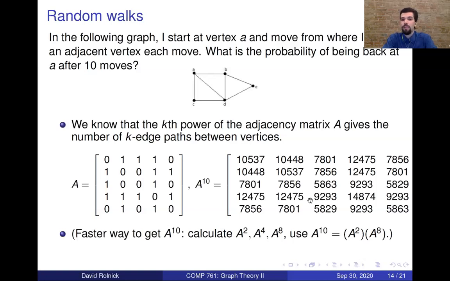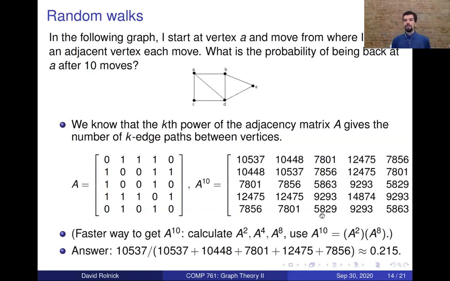And now what's the final probability? Well, this is the number of ways to get from A back to A in 10 steps. This is the number of ways to get from A to B in 10 steps. This is the number of ways to get from A to C in 10 steps, and so on. So, since we're starting at A, we know we want to get from A to either A, B, C, D, or E. And so the answer is just the number of ways to get from A back to A divided by the number of ways to get from A to A, B, C, D, E. If you calculate that, it's 0.215-ish.